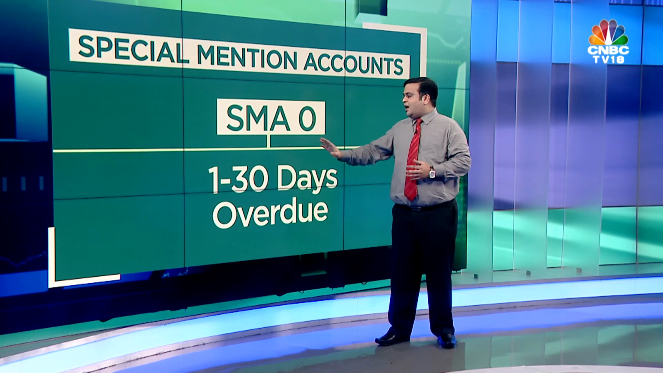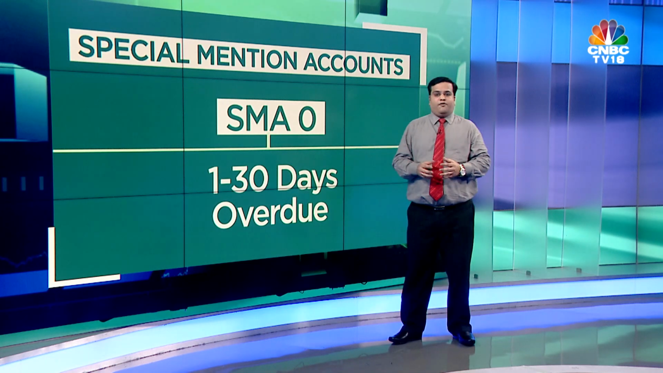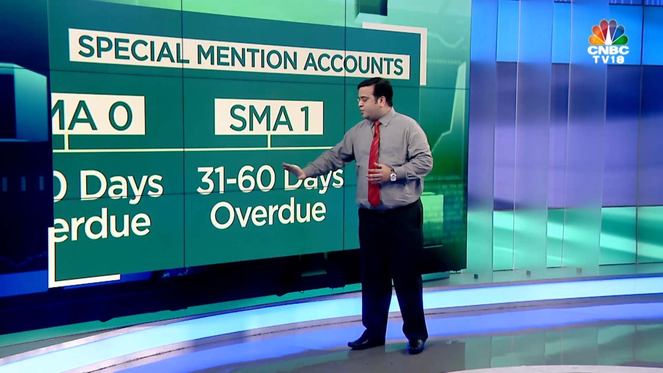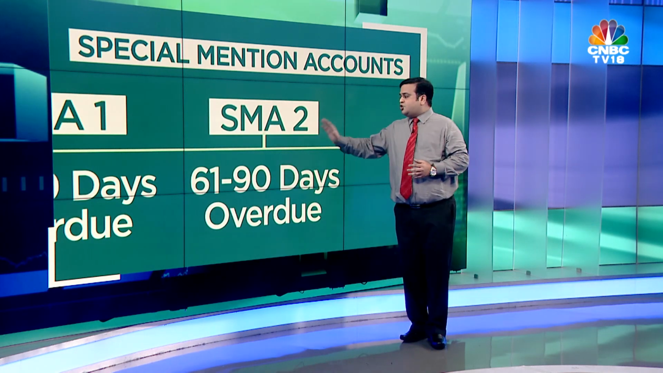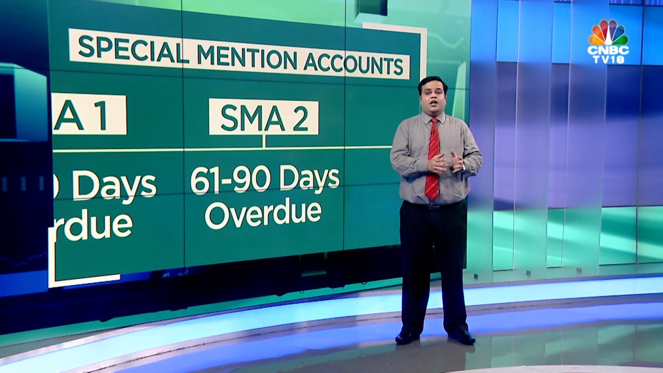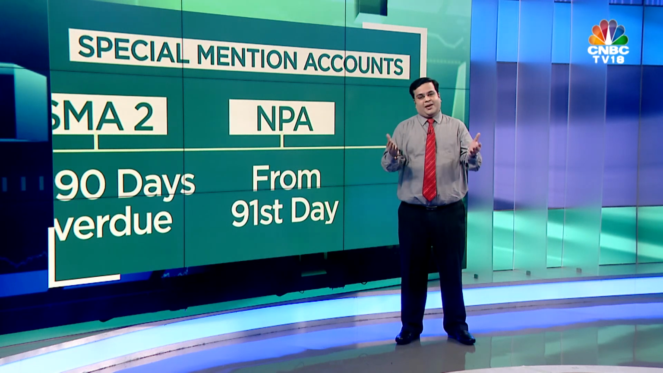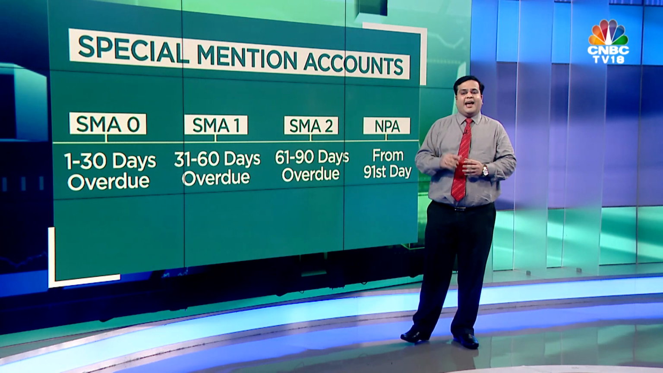SMA 0 are loans which are overdue between 0 to 30 days from the date of installment. SMA 1 are those loans which are overdue between the 31st to 60th day from the date of installment, and SMA 2 are those loans which are overdue between the 61st day to 90th day. So, what happens when the loans are not repaid on the 91st day? They become NPAs.